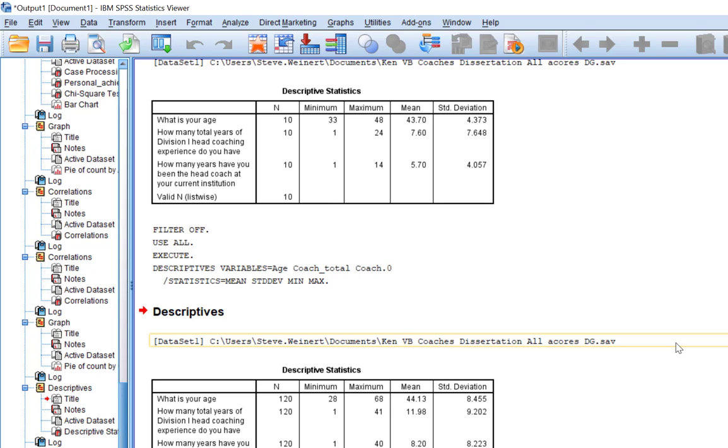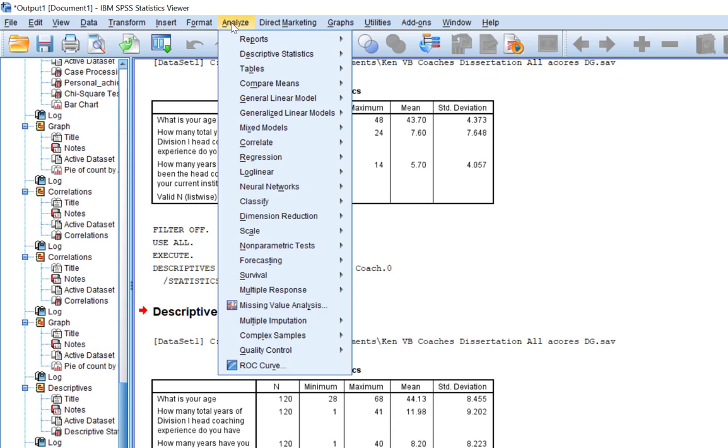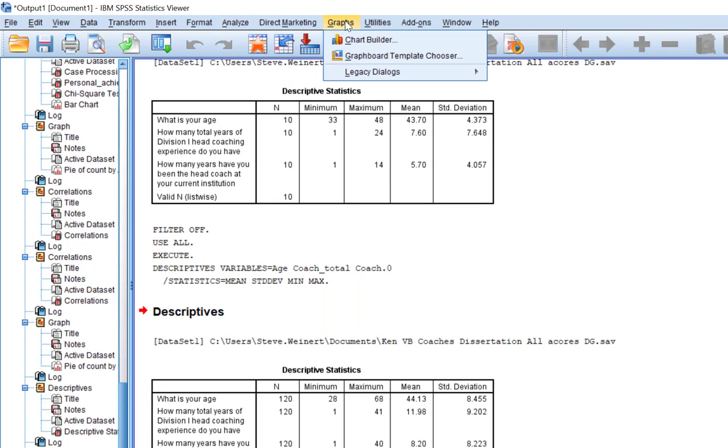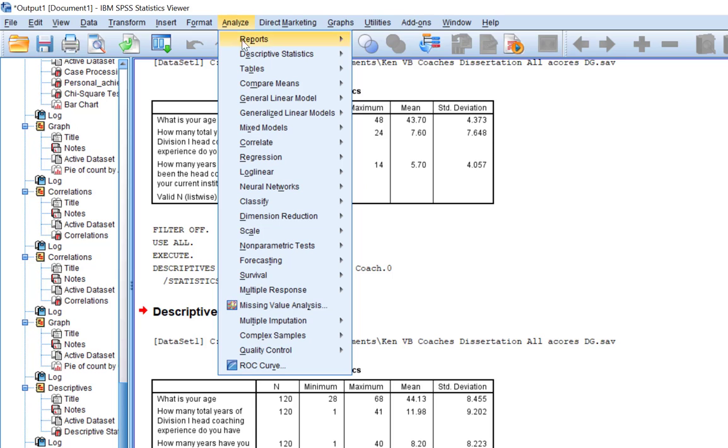And then standard, so you got those, and then just do these. Actually, you can just do frequencies too.